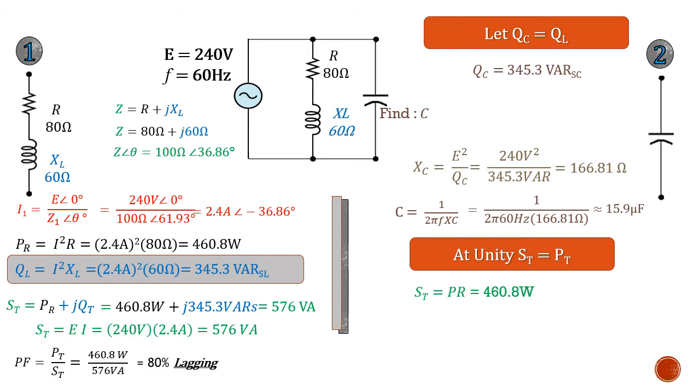So that will change our corrected current. Our current at unity is just P over E, which in this case drops the current down to 1.92 amps. Since we are only feeding the true power of the circuit, this current is at 0 degrees.